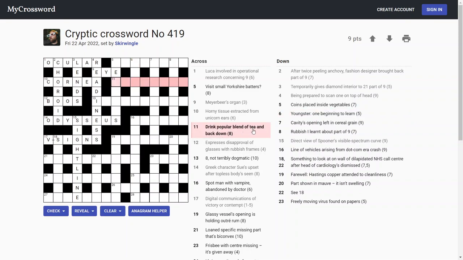Drink popular blend of tea and back down. Popular is often in. Blend of tea could be an anagram of tea. Yeah, I reckon it ends with, not like that. So in is in. Anagram of tea. Drink. Ruminate. Back down. Back down isn't ruminate, is it? I don't know. Come back to that.